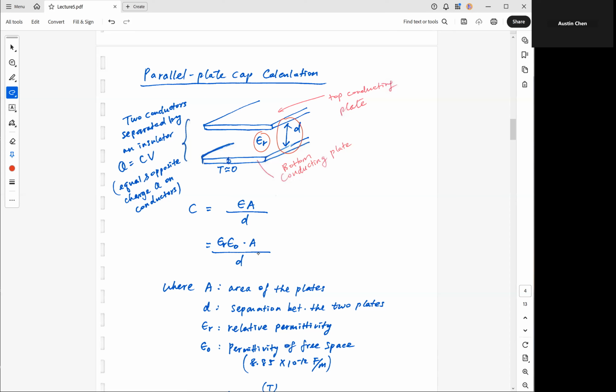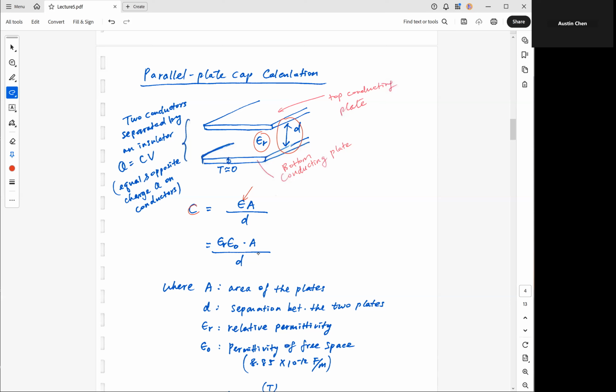So C, the capacitance between the two plates, is equal to epsilon times A divided by D, where A is the area of the plate. Typically when we say A, we assume that these two plates are overlapped. There's a certain amount of overlap between these two plates, so we call that area of the plate, or the area of the overlap, A. So epsilon times A divided by D, where D is the separation.